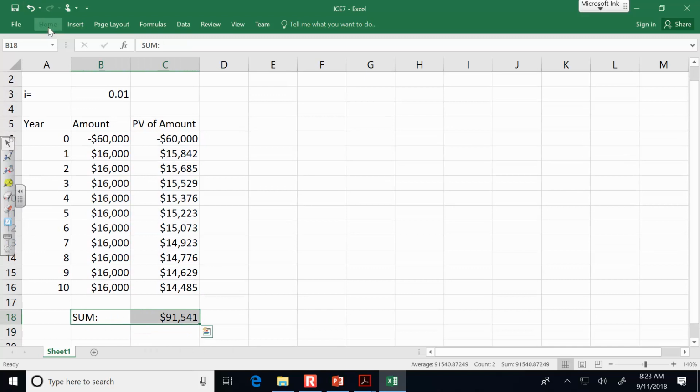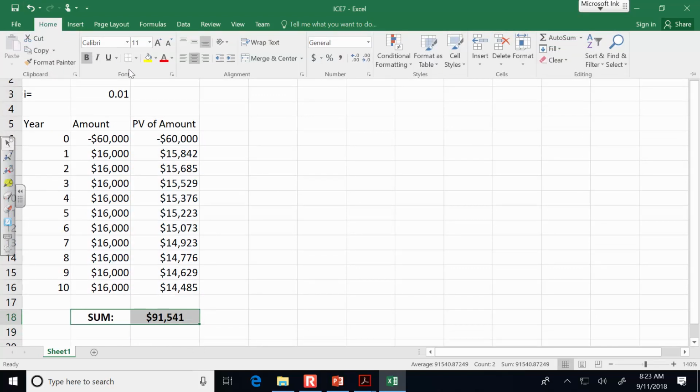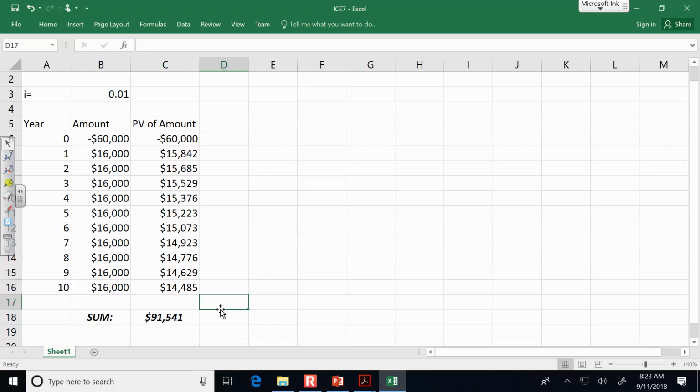Okay, so our criteria is we're looking for the sum to be 0. That's how we know we've identified the right interest rate. So did this person earn 1% interest? No. Right now, since this is positive, that means that we've underestimated the rate of return because there's more inflows than outflows. So let's see if changing it to 2% gets it closer to 0.